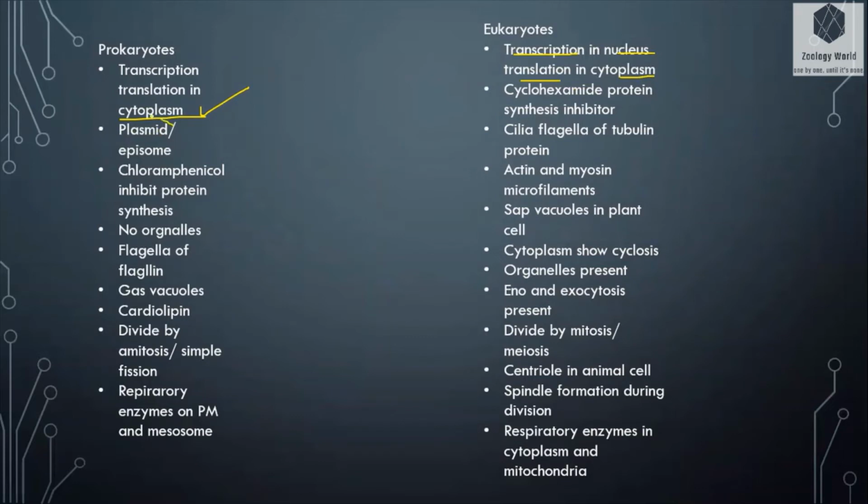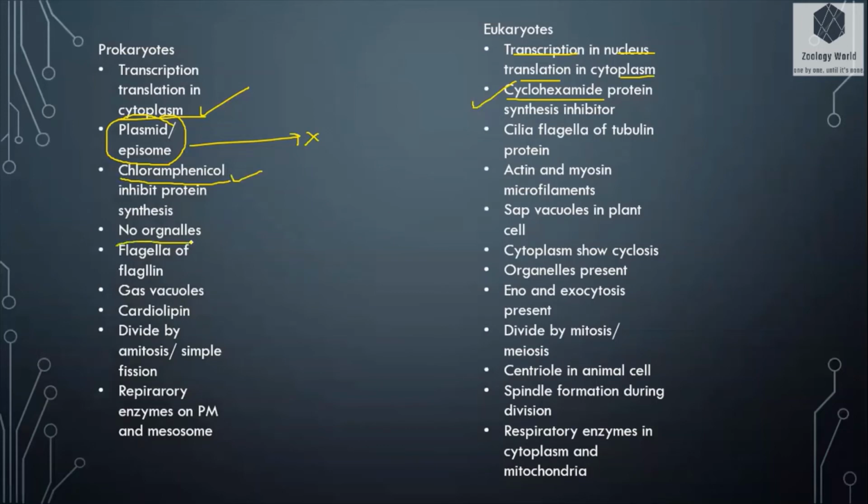There may be extranuclear chromosomal material found in the prokaryotes, known as plasmids or episomes. In eukaryotes, such extranuclear materials are not found, but some organelles like mitochondria and chloroplast may have their own genome. Protein synthesis inhibition is generally carried out by the chloramphenicol molecule in the prokaryotes, whereas cycloheximide causes the inhibition of protein synthesis in the eukaryotes.